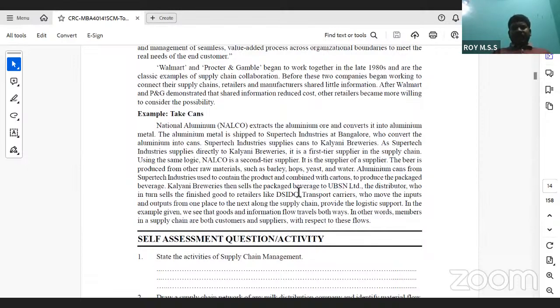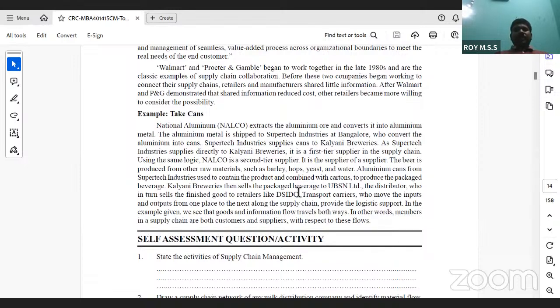See, it starts with Nalco, Nalco to the Supertech, Supertech to the Kalyani. From Kalyani, it will go to, what is this company name? UBSN, and he is the distributor, and the distributor may give to the retailer like DSI, DC. Are you able to understand this? The aluminum cans are used for producing the beverages.